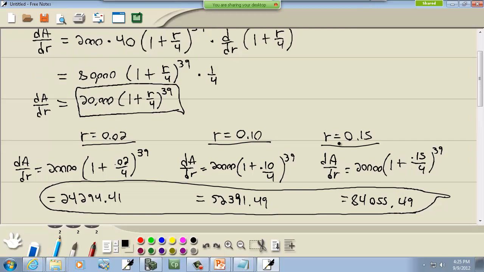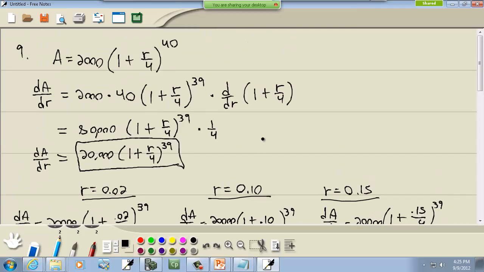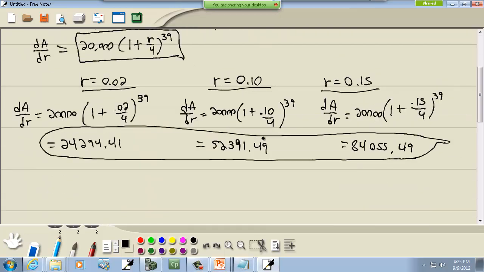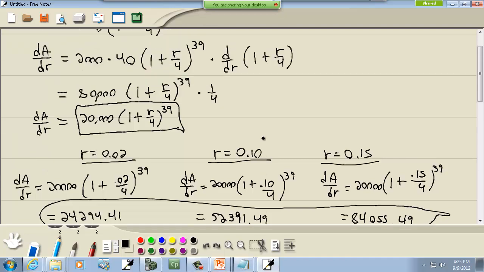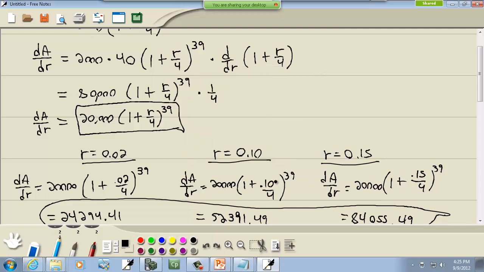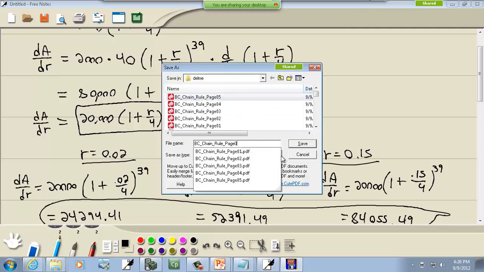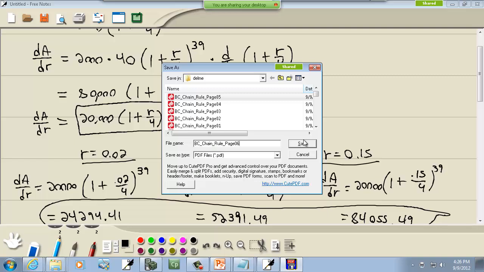Now, remember what we're finding here is we're not actually finding A. We're finding the rate of change of A based upon those values. So, let me save this. Of course, it comes up with weird results because I made up some bogus numbers.